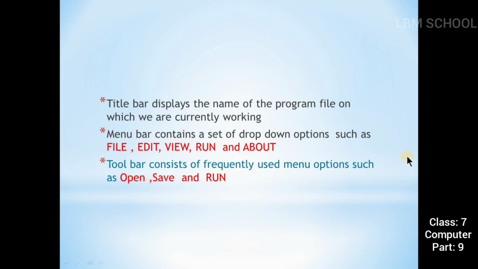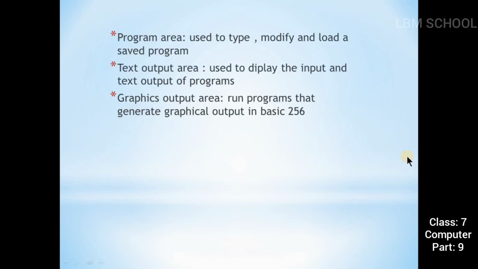Program area was used to what? Type, modify, and load a program. Text output area will display the output text. Graphic output area will run the program and generate what? Graphical output. Pictures will be generated in the graphical output area.